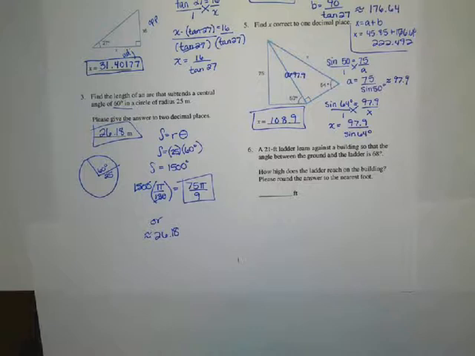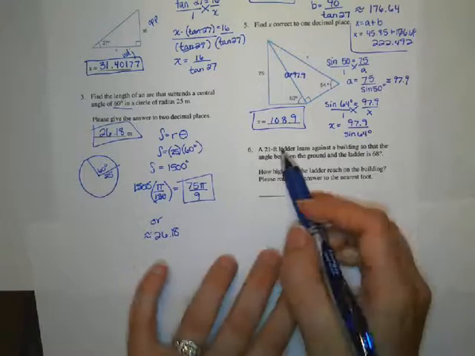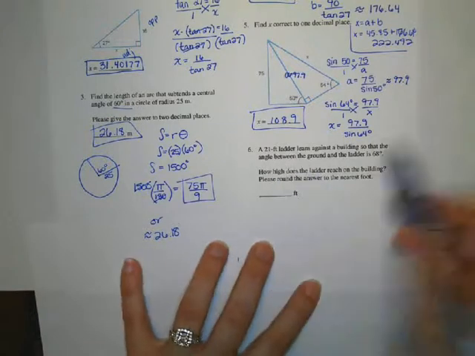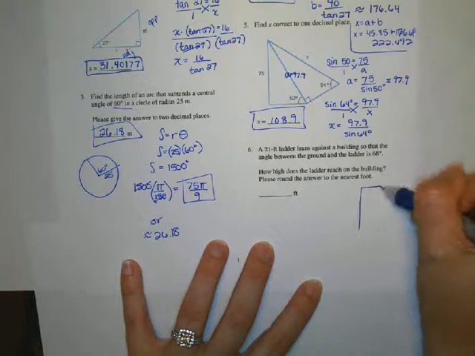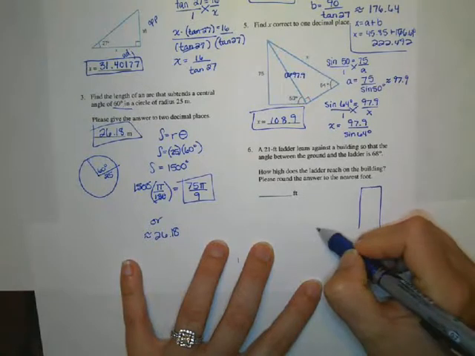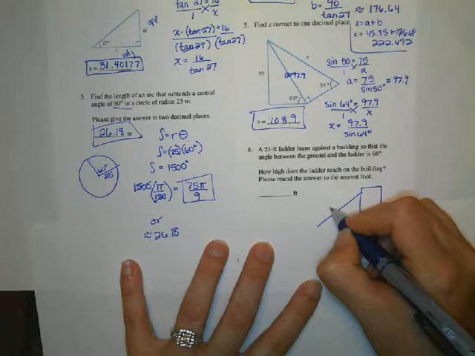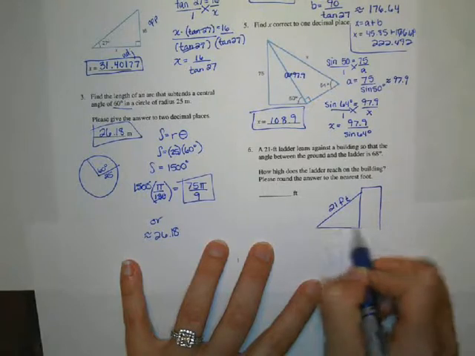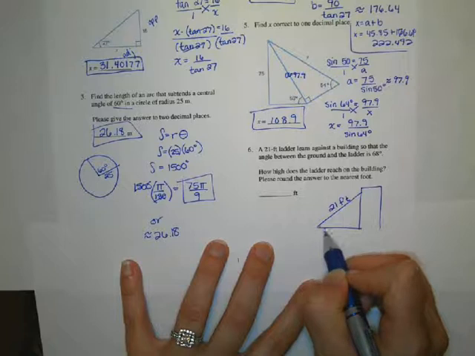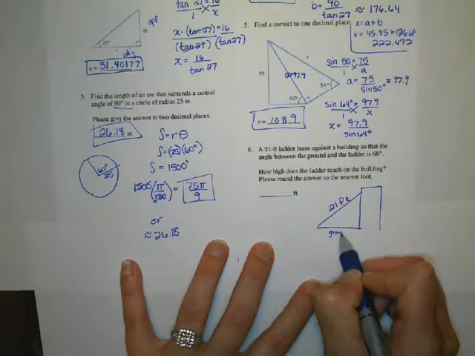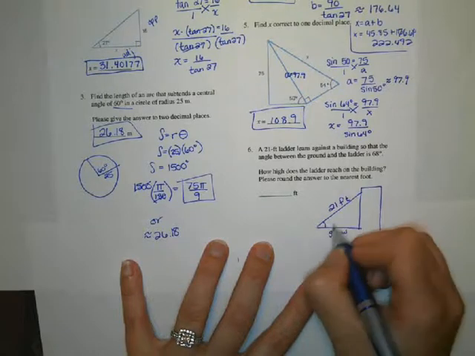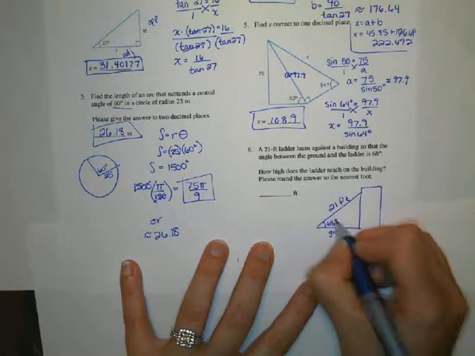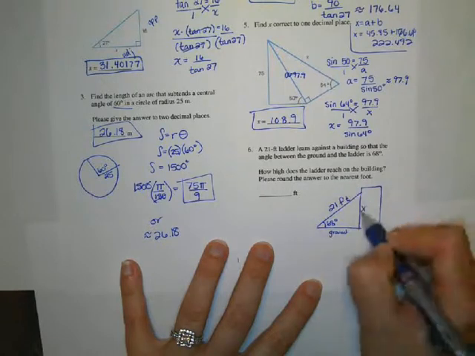It says a 21-foot ladder leans against a building. So I'm going to draw a building, and then my ladder leans against it. It's 21 feet long, so that the angle between the ground and the ladder, so this is the ground, this angle is 68 degrees. How high does the ladder reach up the building? So that would be x right there.